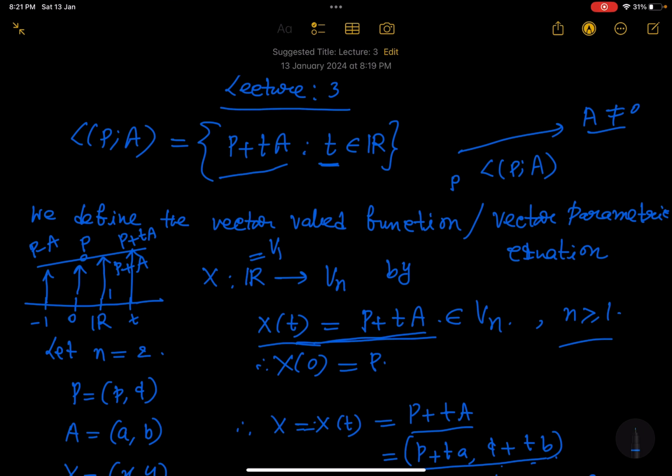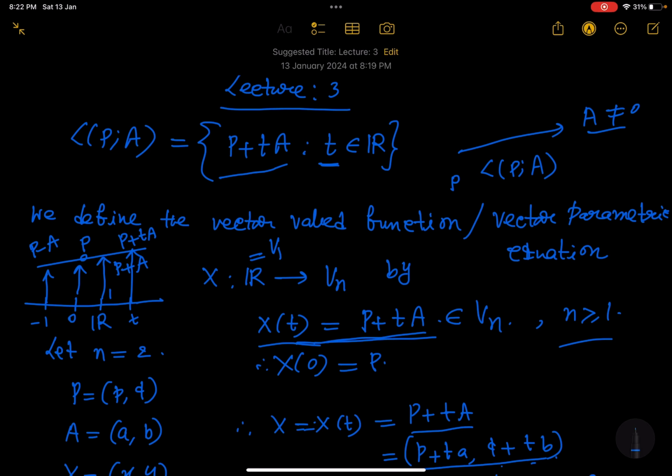So hello everyone. In this lecture 3 we'll try to understand the equation of a line, more precisely the vector equation of a line, because we are defining the line in Vn. When you define a line, we have a point and a direction. So let P be the point, A be the direction, which is non-zero, of the line L of P comma A. This set contains all points of the form P plus tA, t belongs to R, and these are all the points on the line.